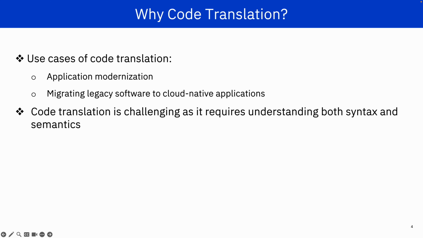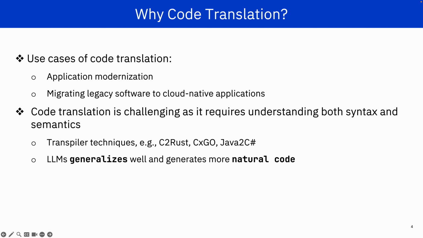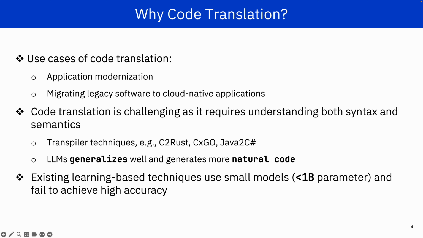Moreover, code translation is challenging as it requires understanding both syntax and semantics. Previously, we have transpiler techniques like C to Rust and CxGo, which use heuristics to do one-to-one mapping of code constructs from one language to another. However, the problem is that they don't generalize well for all possible pairs of languages. Large language models, the good thing about them is that they generalize well and tend to generate more natural code. So we were interested in seeing their potential in code translation.